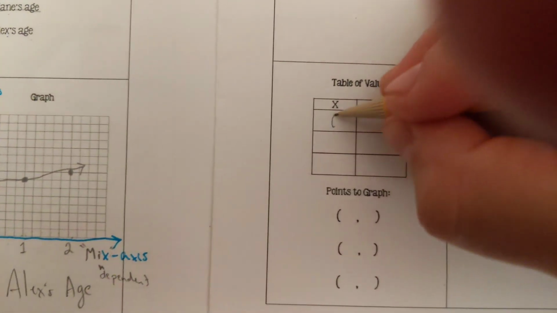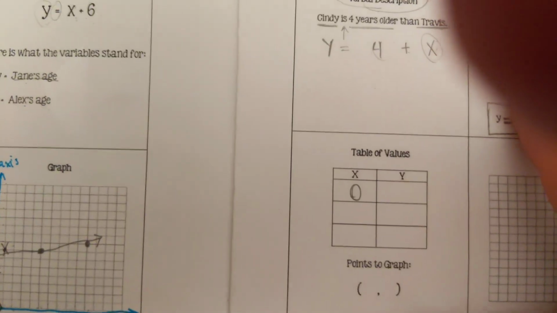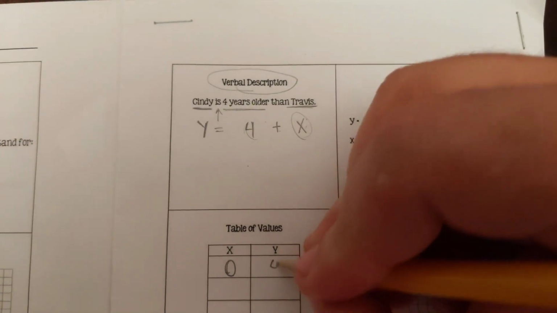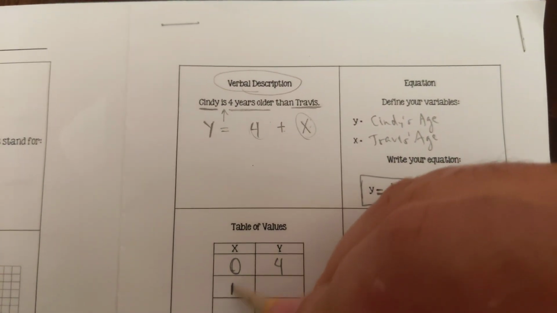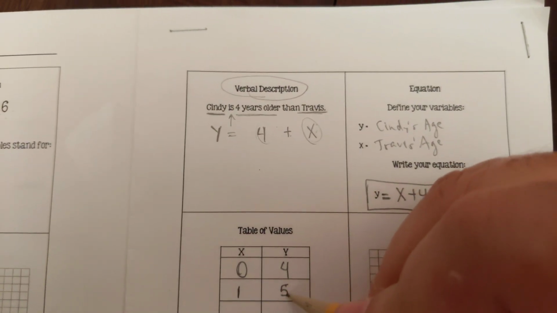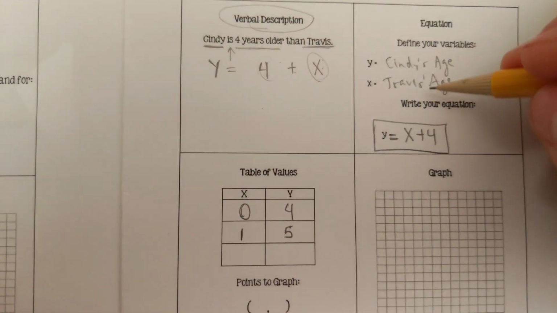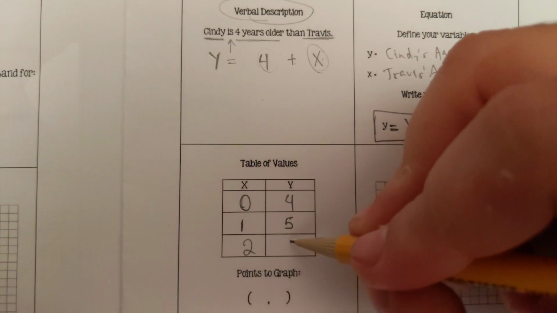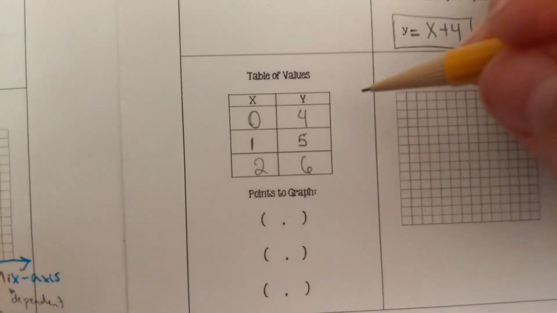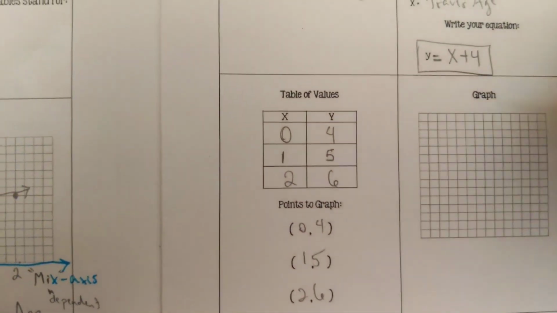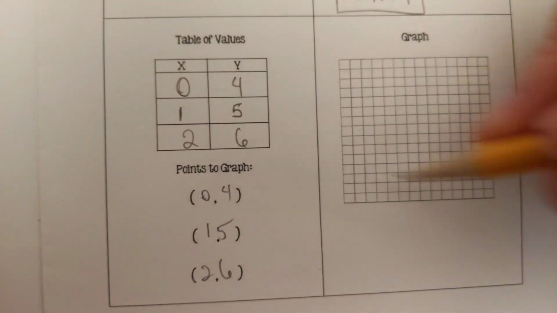Okay, so when x is 0, in other words, when Travis is 0, Cindy is going to be 4 years older, which is going to be 4 years, right? Like that. And then whenever Travis is 1, Cindy is going to be 4 years older still, so she's going to be 5. And then when Travis is 2, Cindy is going to be 6. So the ordered pairs that you would graph would be (0, 4), (1, 5), (2, 6). You get the idea. You go ahead and write down your x and your y values.